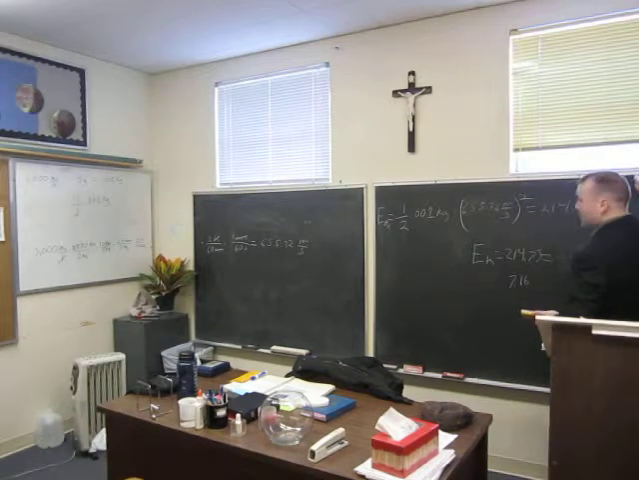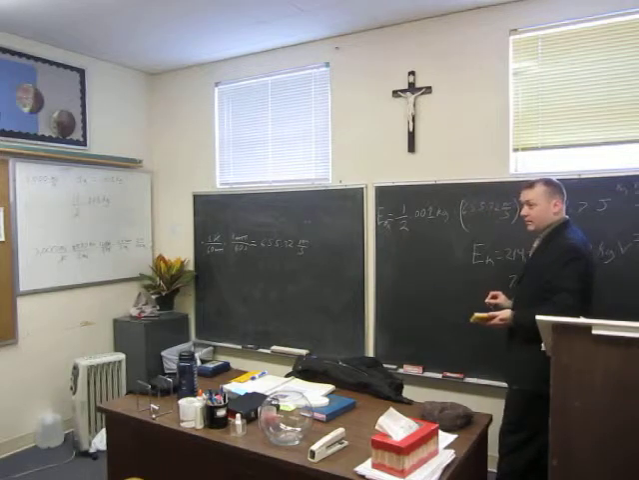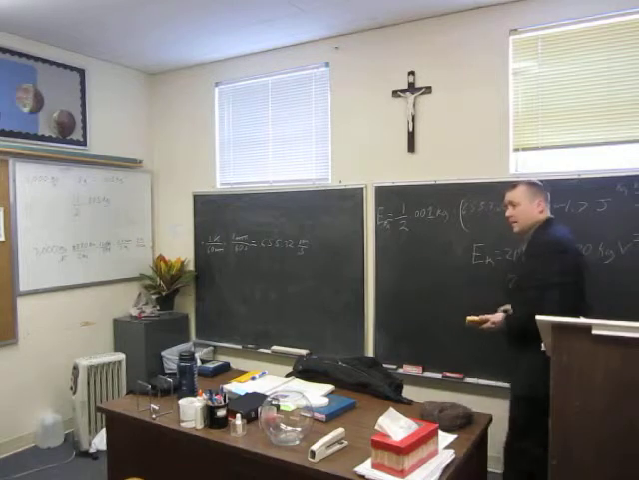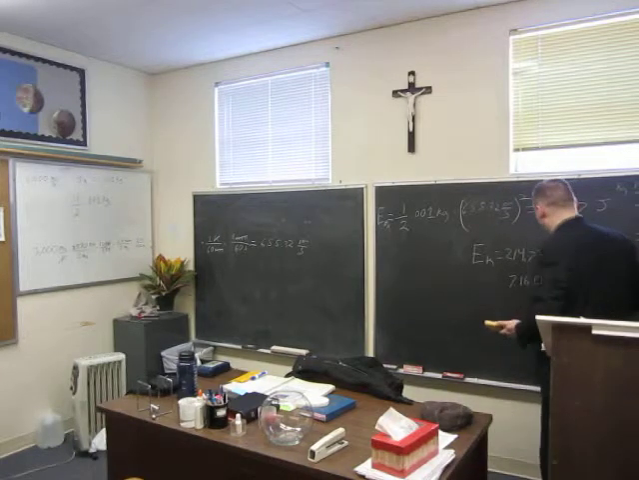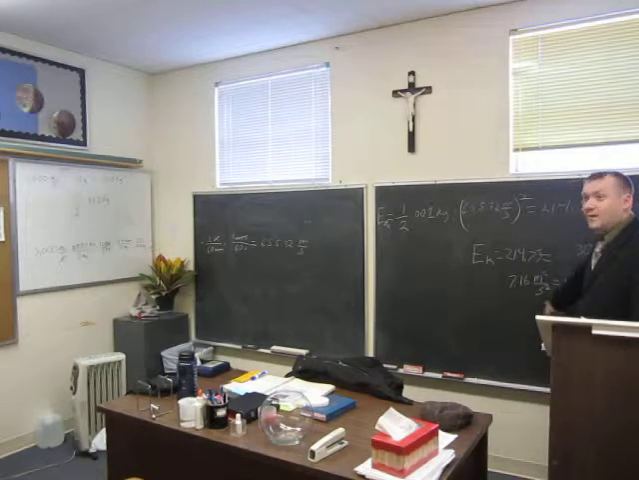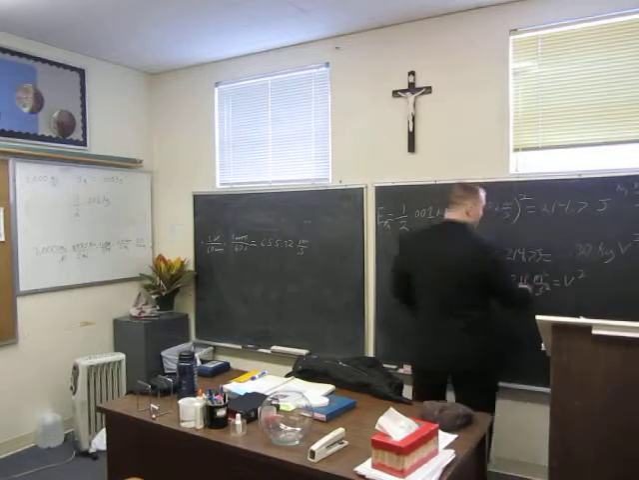What are the units on joules? Kilograms meter squared over second squared. So that is just meters squared over seconds squared, which equals the velocity squared. Does that make sense? The units on velocity are meters over seconds, and if you square those units, you get meters squared over seconds squared. Okay, so now what do we do?